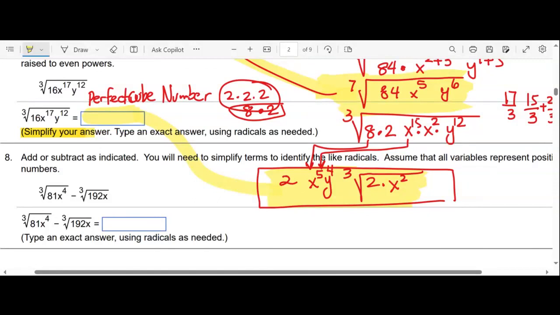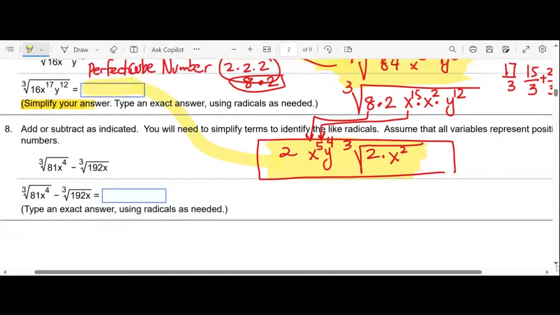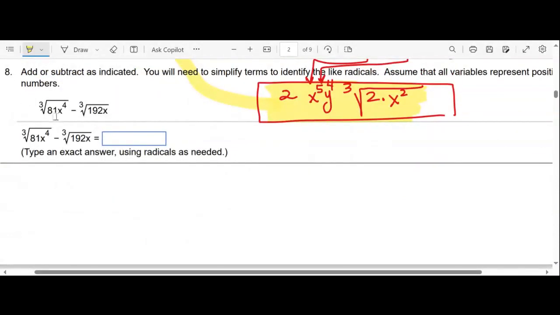Okay. Number 8. Okay, number 8, it said add or subtract. Yes, I can add and I can subtract. Why can I add? Because it's fourth root and fourth root. Now, is it addition or subtraction? Subtraction.